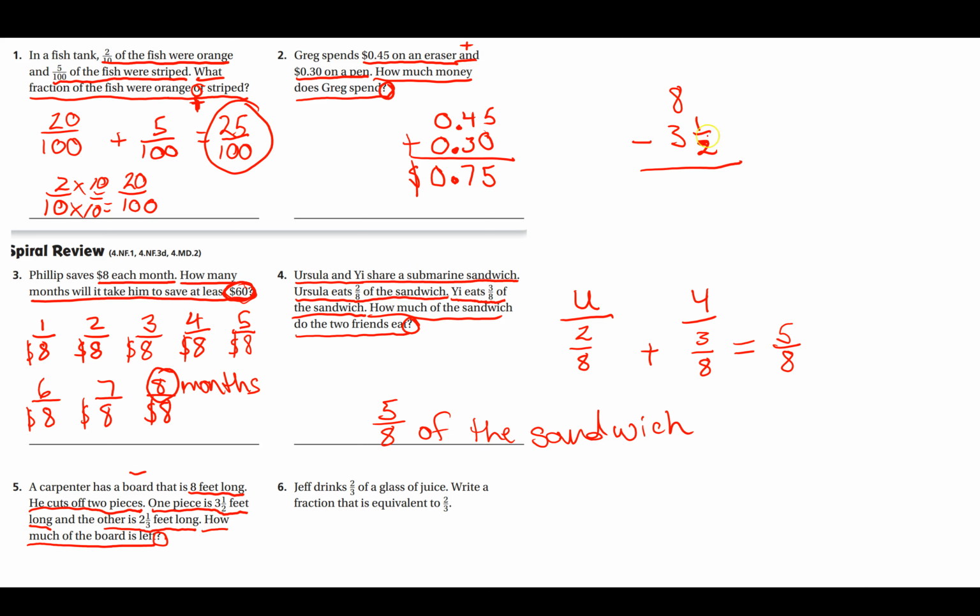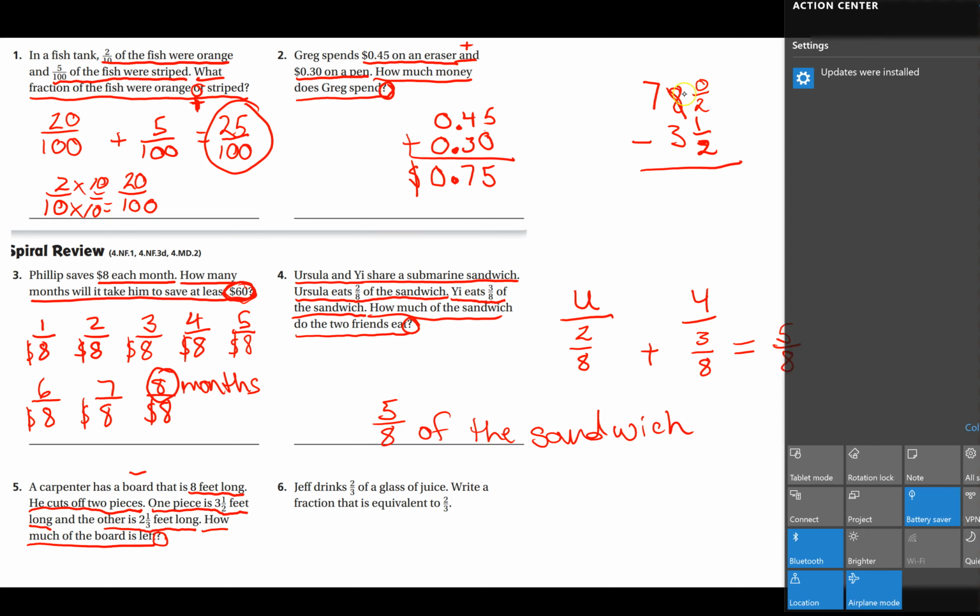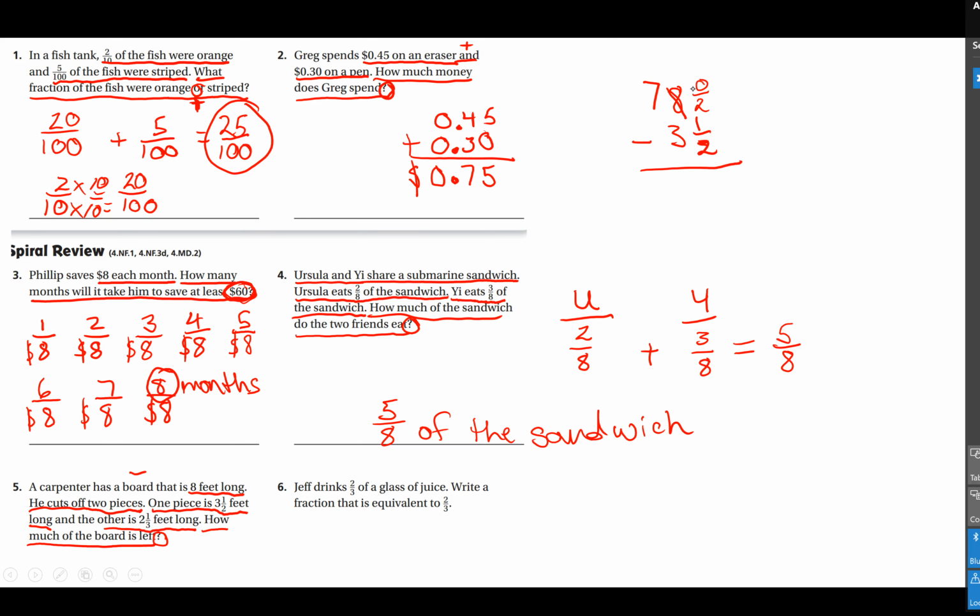So I want to start with the fraction portion, and if there's nothing here, that's the same thing as having 0 halves, right? Because 0 halves would mean nothing. And can I take 1/2 away from 0 halves? Can I take 1 away from 0? No. So I'm going to have to borrow from this 8. So the 8 becomes a 7, and I borrowed a whole foot. And if I want to write a whole foot in terms of a fraction with a denominator of 2, a whole foot would be 2 over 2, right?